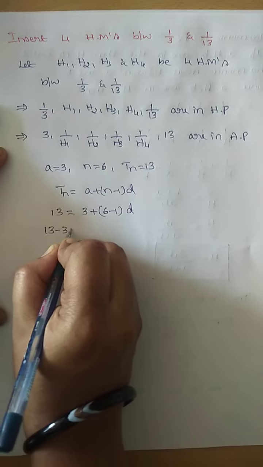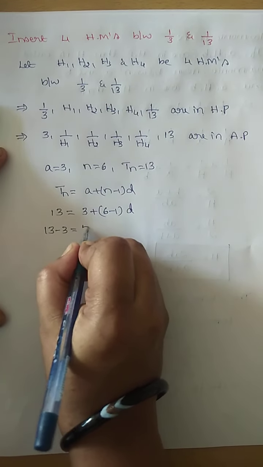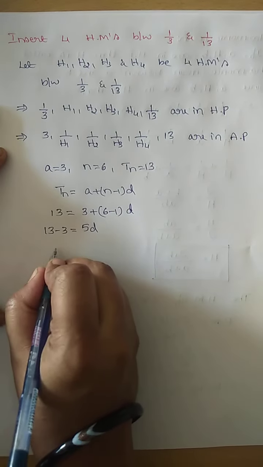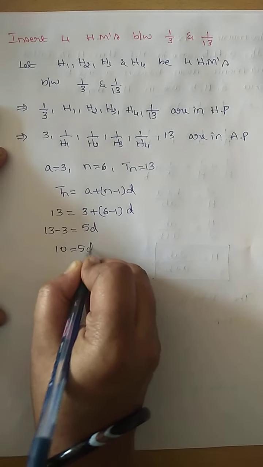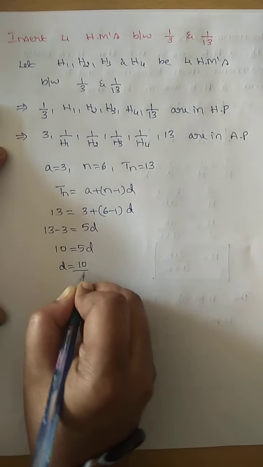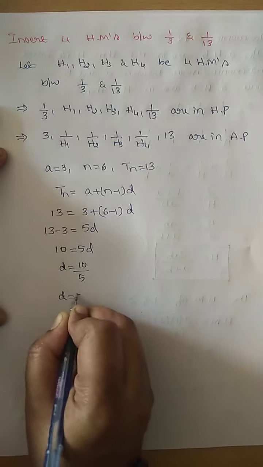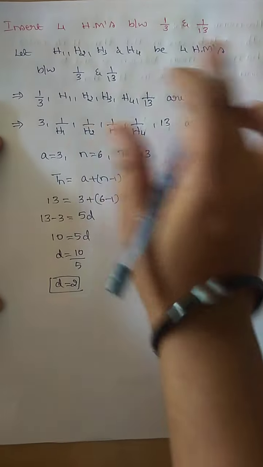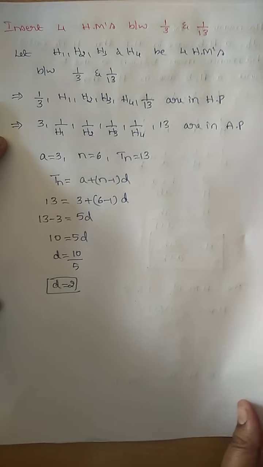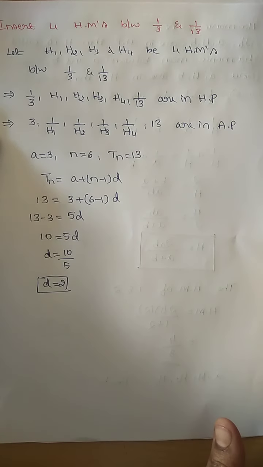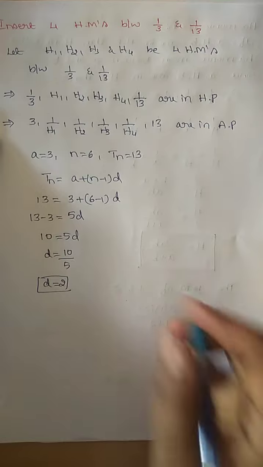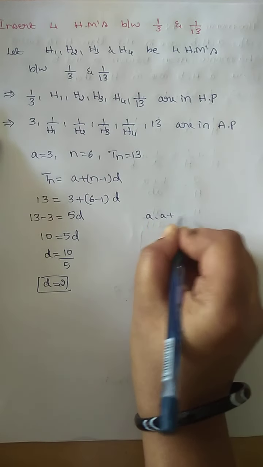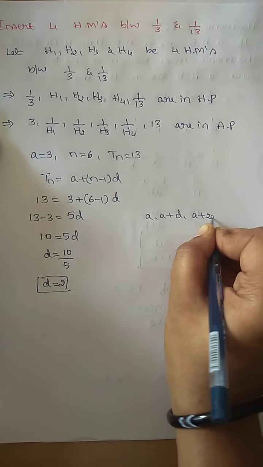13 minus 3 equal to 6 minus 1 is 5, 5D. 13 minus 3, 10 equal to 5D. D equal to 10 by 5. Therefore, D equal to 2. Now find H1, H2, H3 and H4. H1 means the second term of the HP. So here AP means A, A plus D, A plus 2D, and so on.